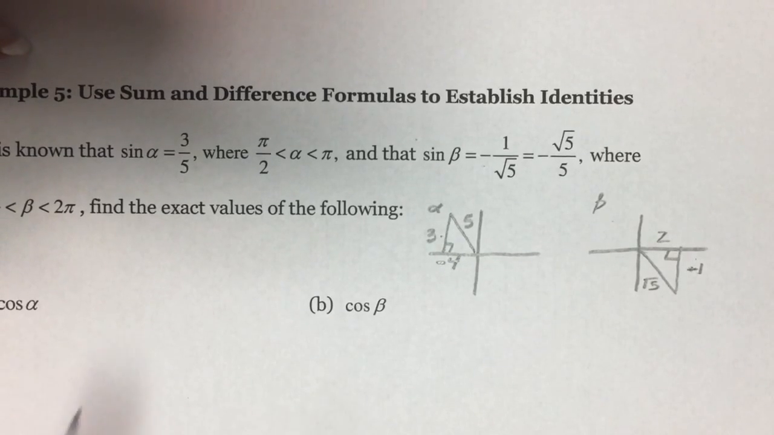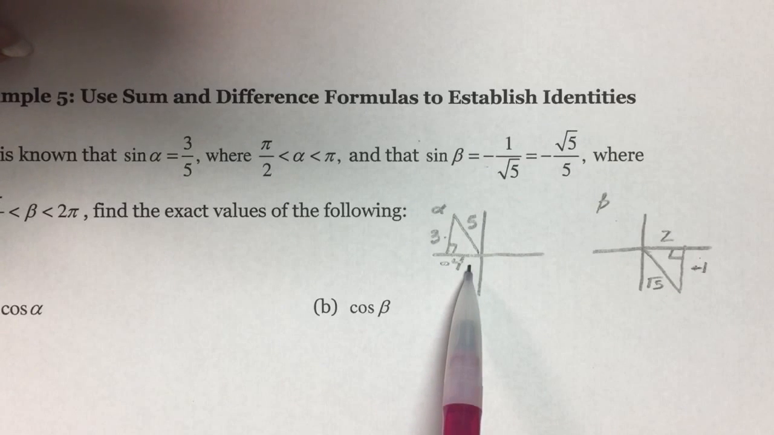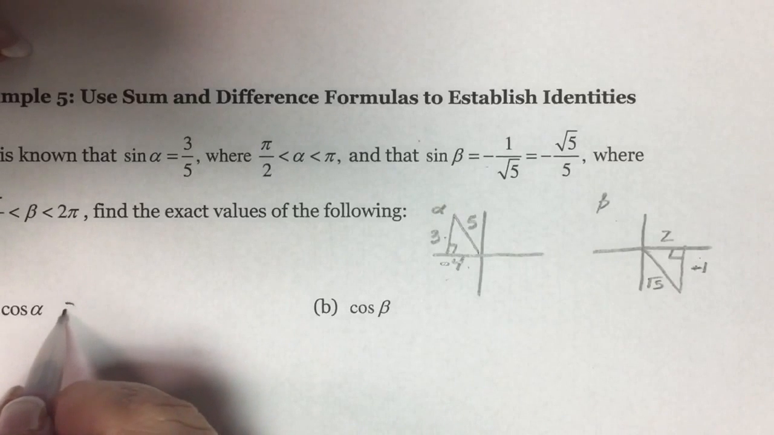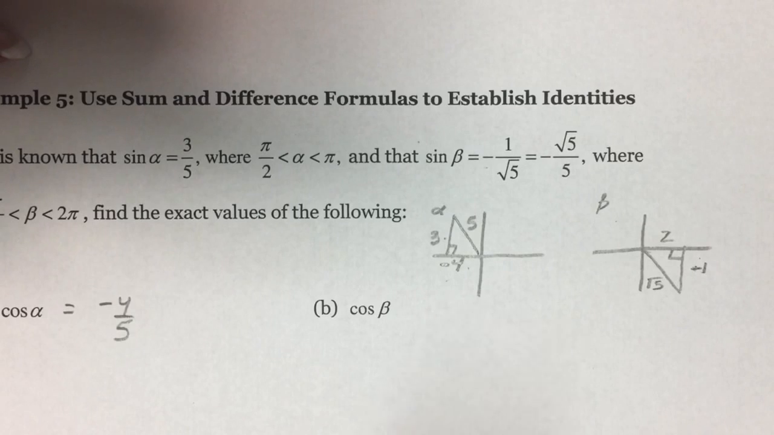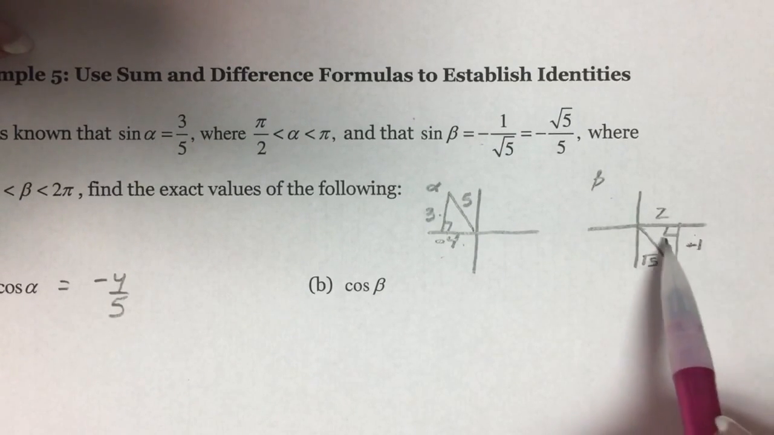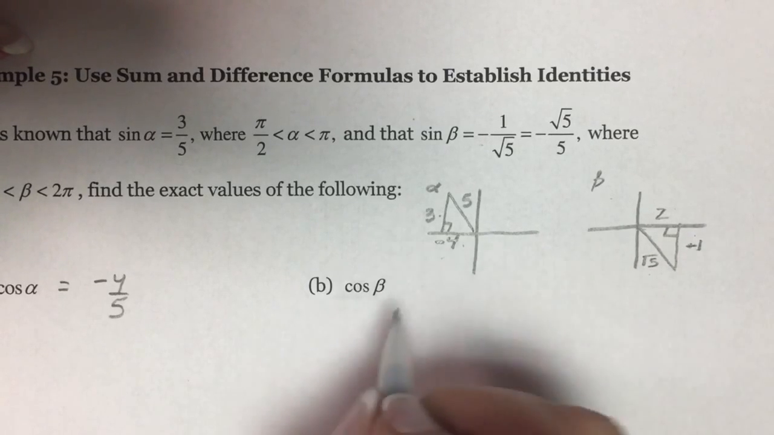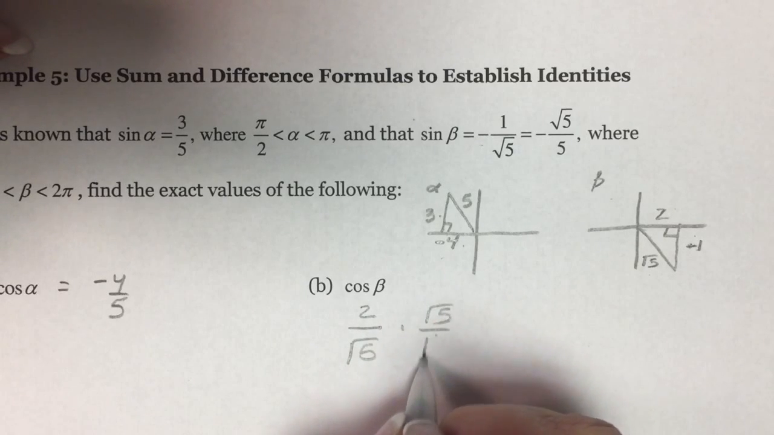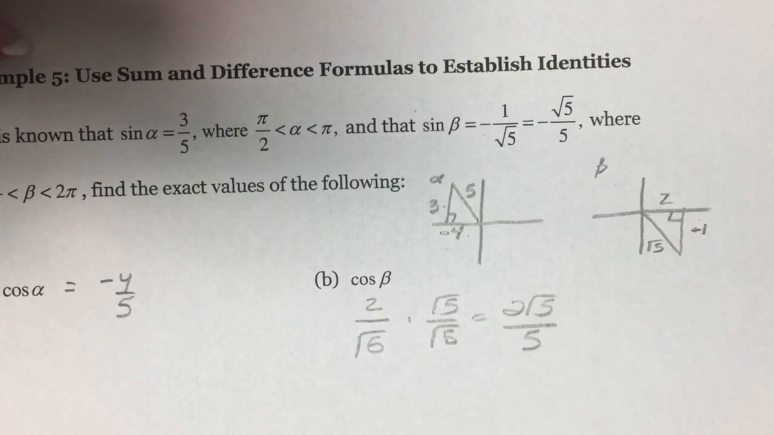So look, we are given the sine of alpha is 3/5. Look at your triangle, what's the cosine of alpha? Well, the cosine of alpha is going to simply be adjacent over hypotenuse. That is going to be negative 4/5. We're given the sine of beta. It's asking me for the cosine of beta. Same thing. Here's my angle. The cosine would be adjacent over hypotenuse. So that would be 2 over root 5. If I get the radical out of the basement, it's going to be 2 root 5 over 5.